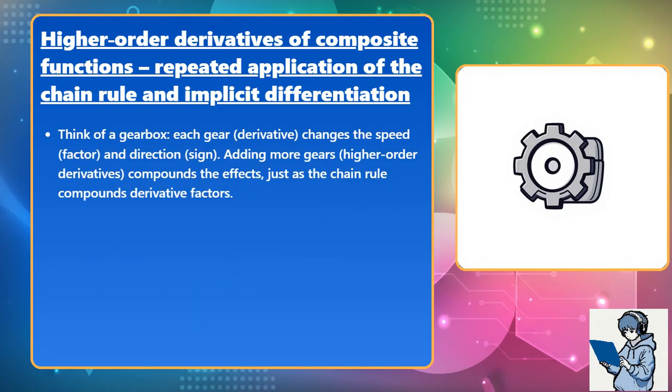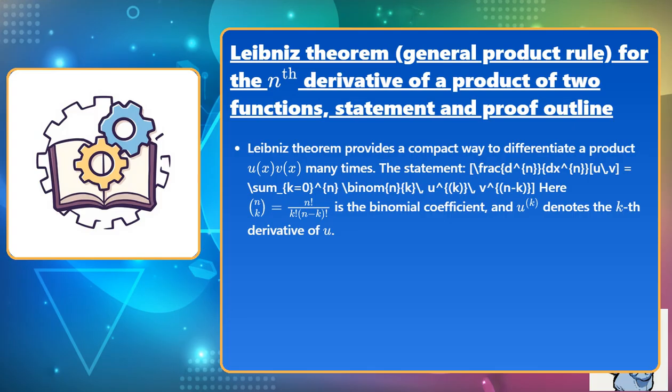Think of a gearbox. Each gear derivative changes the speed factor and direction sign. Adding more gears, higher-order derivatives compound the effects, just as the chain rule compounds derivative factors. Leibniz theorem provides a compact way to differentiate a product u of x times v of x many times.